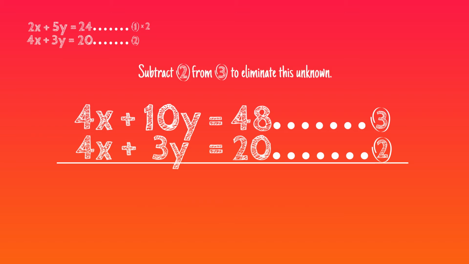4x take away 4x is 0. 10y take away 3y gives us 7y. 48 take away 20 gives us 28. So 7y is equal to 28.